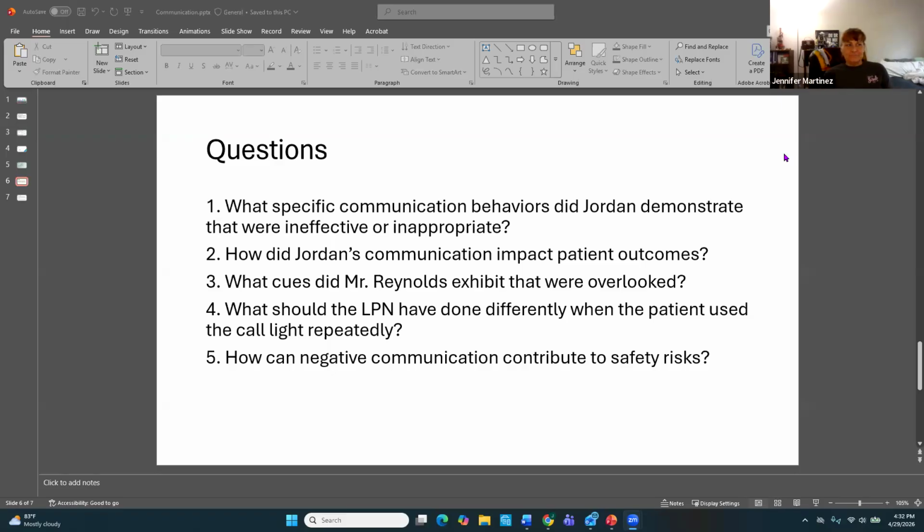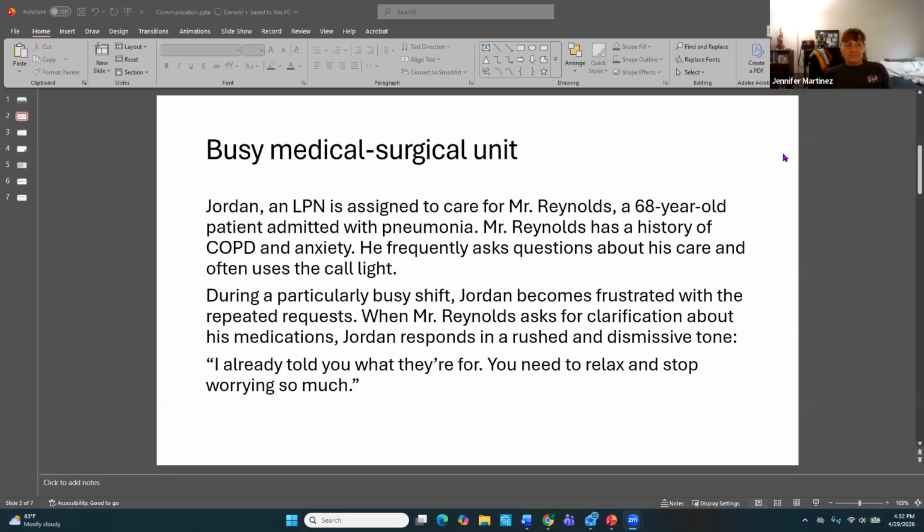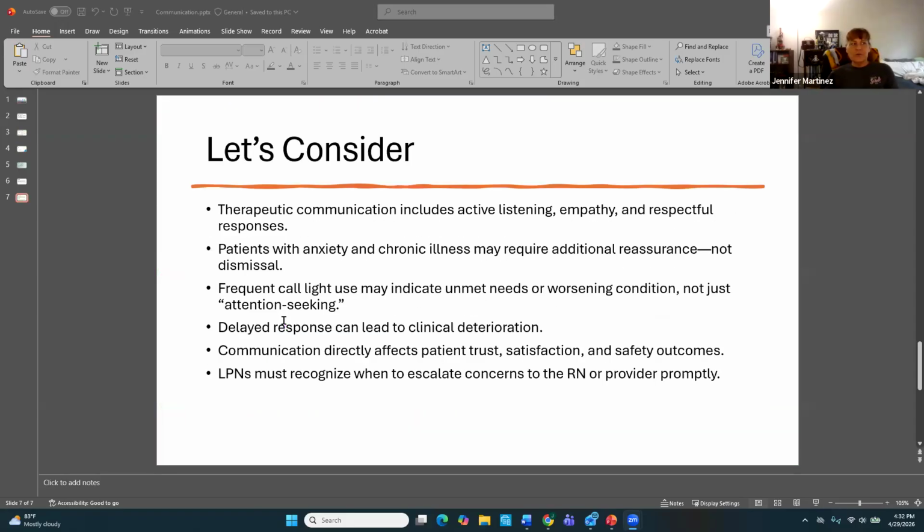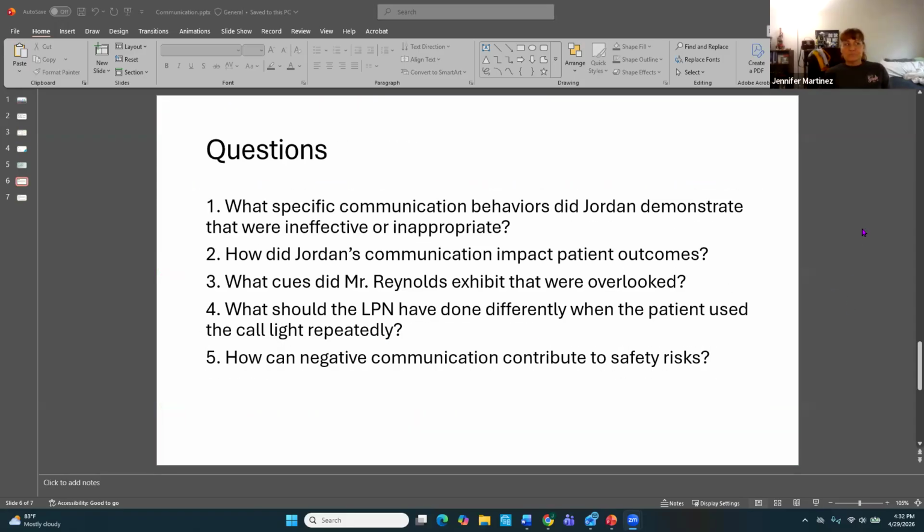I can go back. So here he responds rushed and dismissive. And then here, right, he delays responding, assuming the patient is anxious. Right? "I've already told you what these medications are for." Okay. How did Jordan's communication impact patient outcomes?